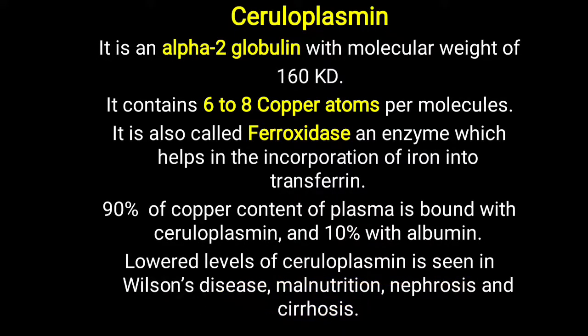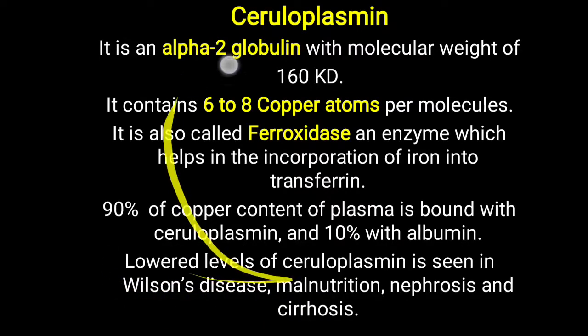Simple, what happened is that ceruloplasmin is produced by the liver. Malnutrition means protein and amino acids are not available, so formation will be affected. Nephrosis means loss of this protein in the urine, and cirrhosis of the liver means the liver is not working properly, which also leads to ceruloplasmin being affected. Wilson's disease is a genetic disorder; we will look at Wilson's disease in detail in a separate video.